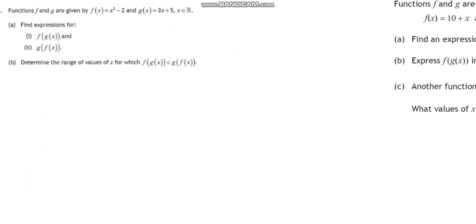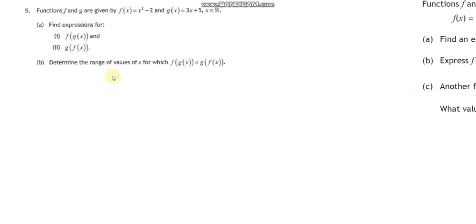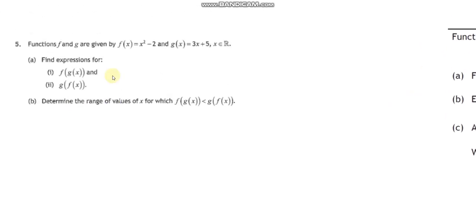Now I really like this question because it's coming back to a few different skills. It's saying find f of g of x. So let's put g into f. So I've got 3x plus 5, that's squared, take away 2. All I'm doing is putting this function, the g, into the f. That's nice. And then the other way around.